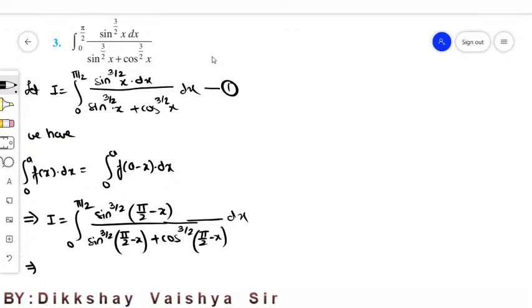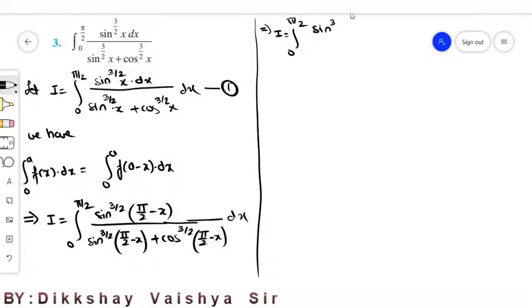Then this will be written as I is equal to integral 0 to pi by 2. Sine of pi by 2 minus x is obviously cos, so this can be written as cos raised to power 3 by 2 x upon, again, cos raised to power 3 by 2 x plus, and cos will turn to sine raised to power 3 by 2 x dx, and calling this as equation number 2.